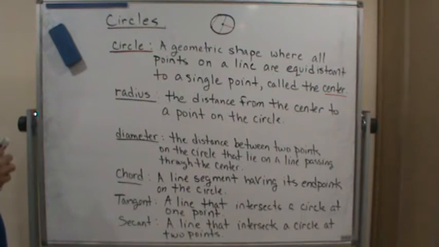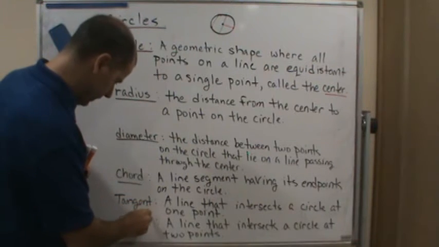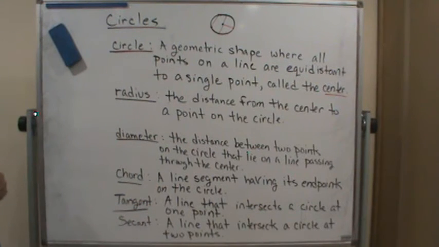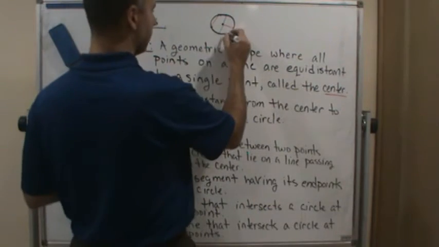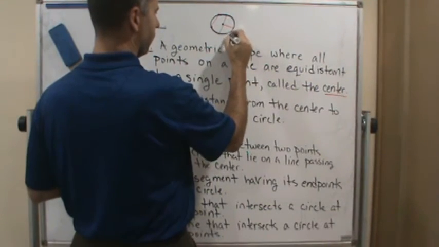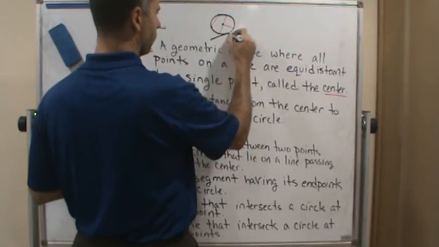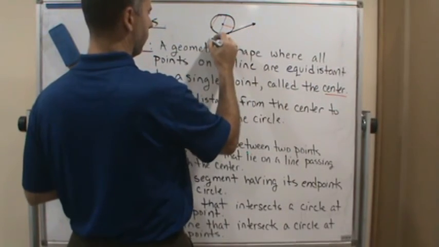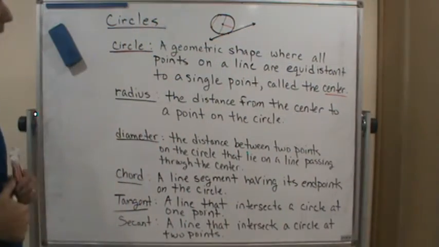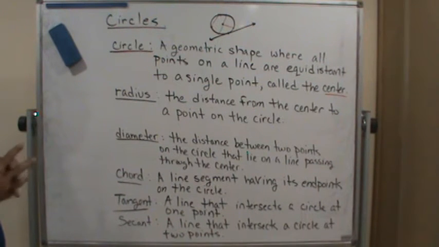Now, what about tangent? A tangent line is a straight line that intersects the circle or touches the circle at one point. Okay? So what would a tangent line look like? Well, it might look something like this. So we have a line that goes and touches the circle, right? It only intersects at one point.